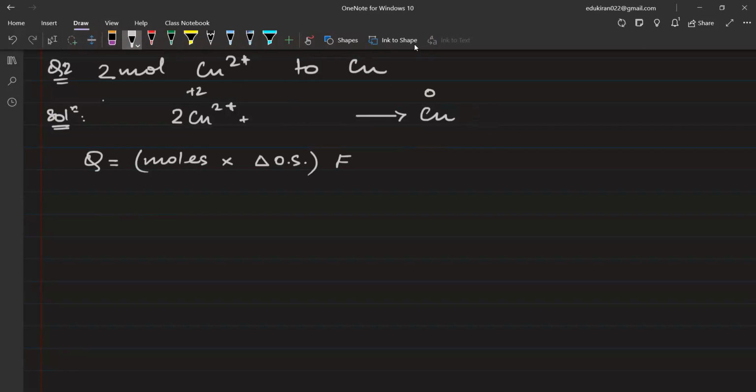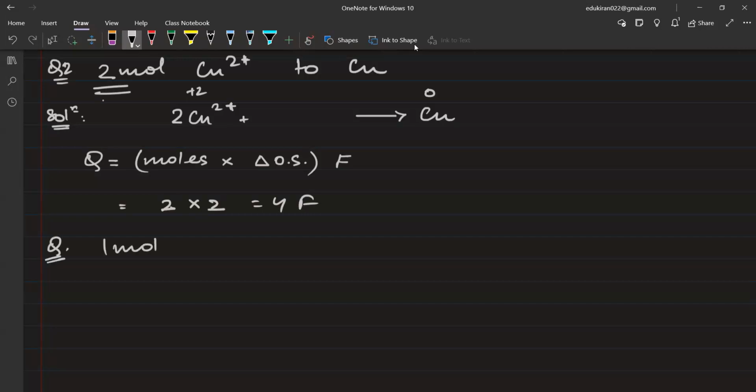So what is the change in oxidation state? The moles given in the question are 2, into the change in oxidation state, which is 2. So it will be equal to 4 Faraday. If you understood this, yes or no, please tell me. Yes, sir. Okay.